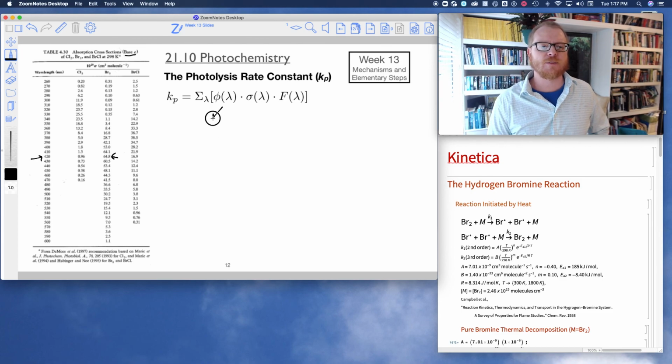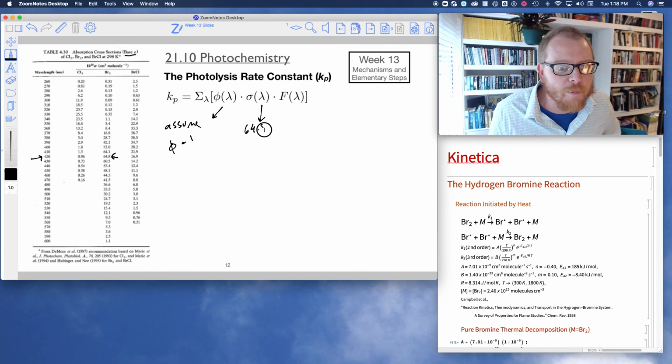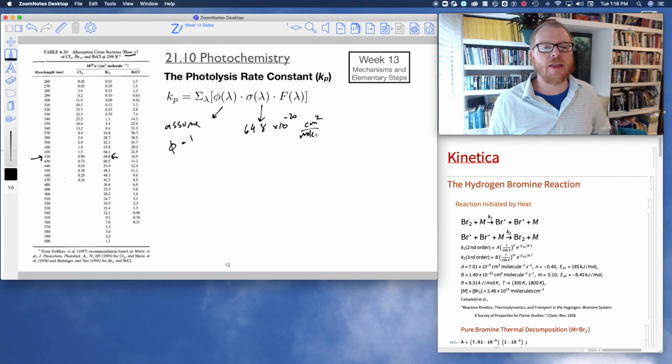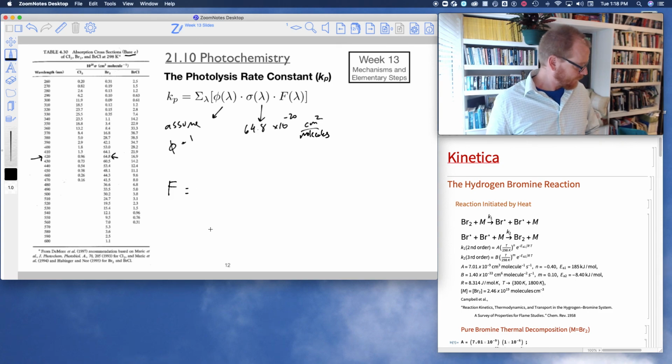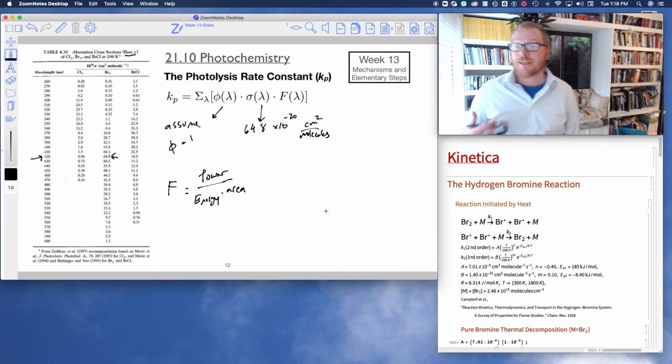So for now, and this is perfectly okay in your Kinetica simulations, we'll just assume that phi equals 1. That's a fairly reasonable assumption. We're going to say sigma, here it is, it's 64.8. And then look, the 10 to the minus 20 is in front, so that means it's 64.8 times 10 to the minus 20 square centimeter per molecule, sorry. Okay, now how do I calculate the flux? Well, as it turns out, flux is pretty straightforward to calculate. It's power divided by energy times area. That's it. Power divided by energy times area.